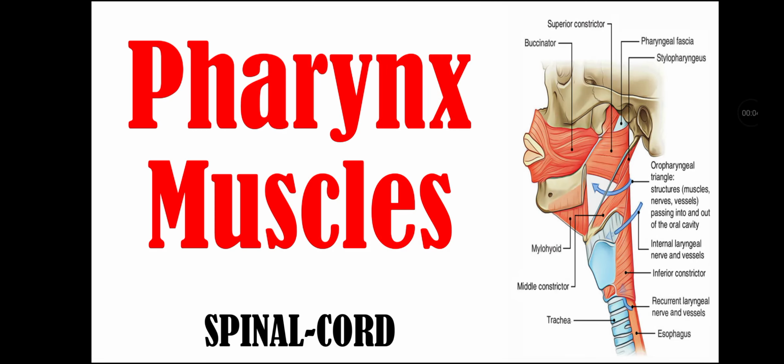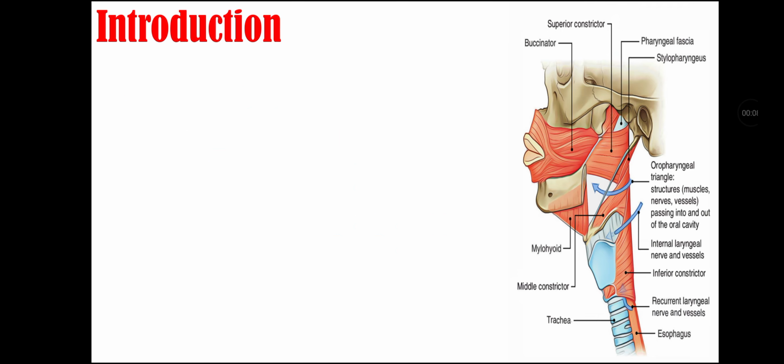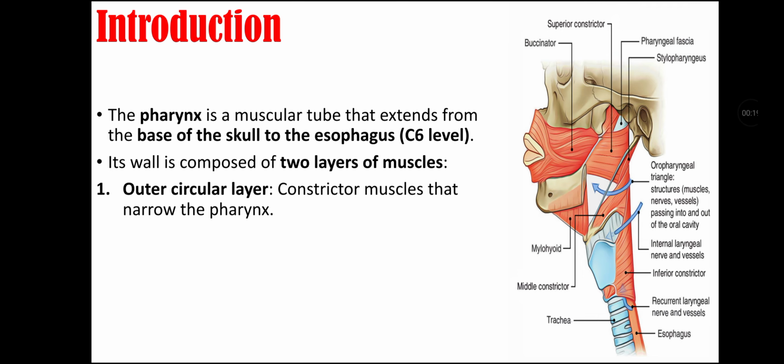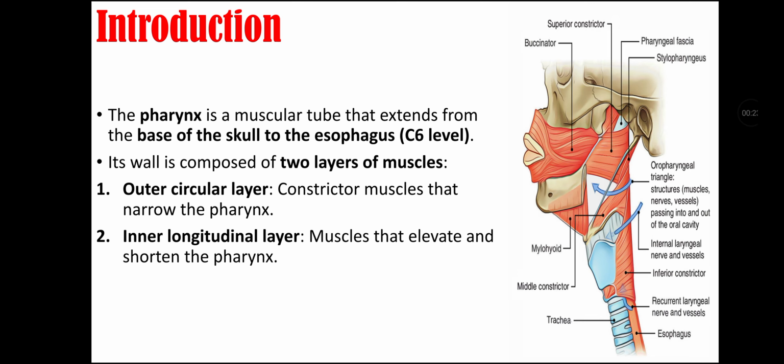Today we are going to talk about pharynx muscles. So let's start our topic with introduction. Pharynx is a muscular tube that extends from the base of skull to the esophagus, that is at the C6 level. Its wall is composed of two layers of muscles that includes outer circular layer and inner longitudinal layer.